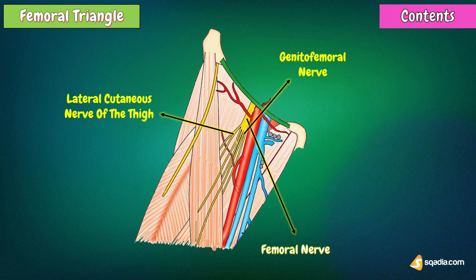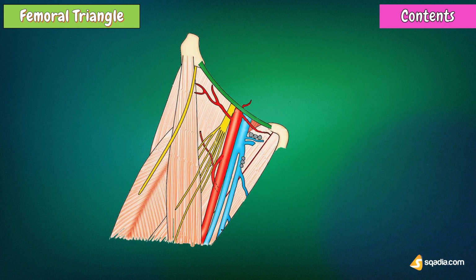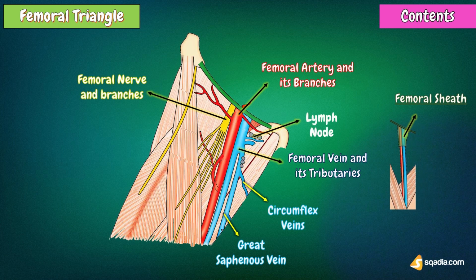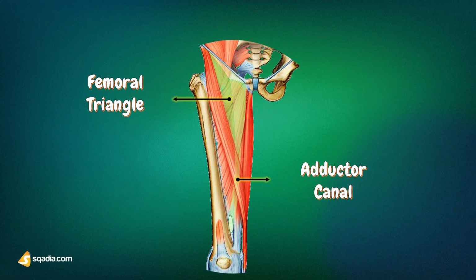The lateral cutaneous nerve of the thigh crosses the lateral angle of the triangle, runs on the lateral side of the thigh and ends by dividing into anterior and posterior branches. These supply the anterolateral aspect of the front of the thigh and the lateral aspect of the gluteal region respectively. So, in the end, the content of the femoral triangle comprises the femoral artery, femoral vein, femoral sheath, femoral nerve, and inguinal lymph nodes. One question remains: what is the adductor canal?